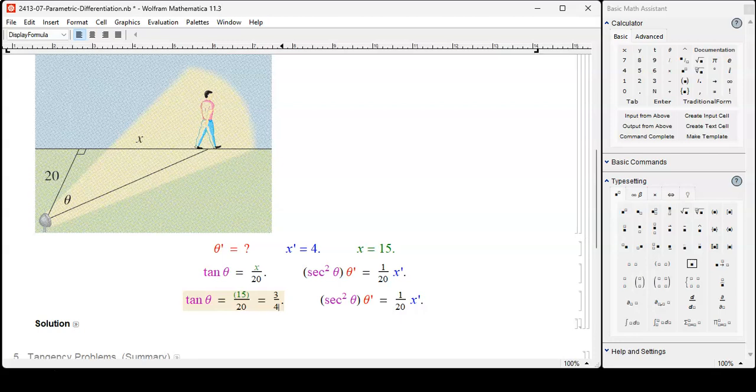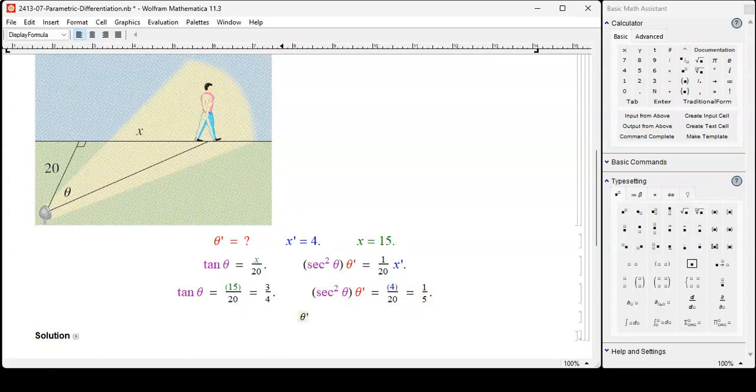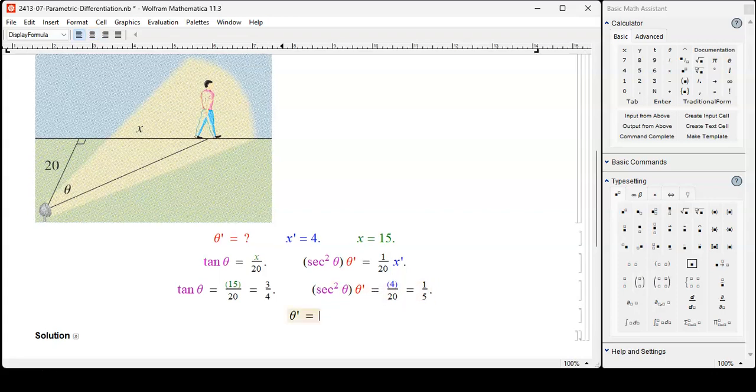1/20th, x prime is 4. So x prime is 4, so that's 4. So what is 4 over 20? 1/5. So can you solve for theta? Excuse me, can you solve for theta prime? Well, from here, flipping the secant squared to the other side, I'm going to get 1/5.